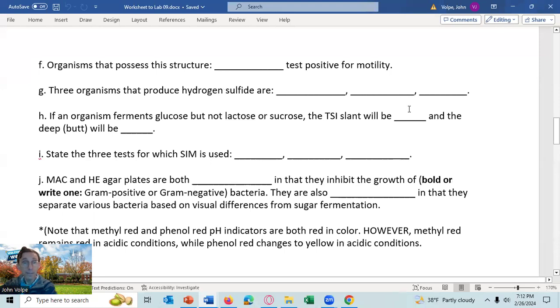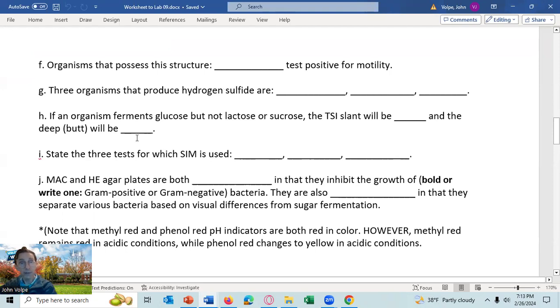If an organism ferments glucose, but not lactose or sucrose, the TSI slant will be what? For the slant, what color will it be? And then what color for the butt right there?